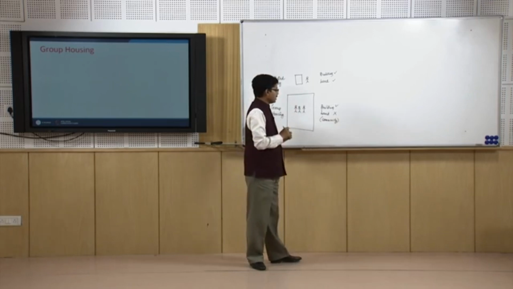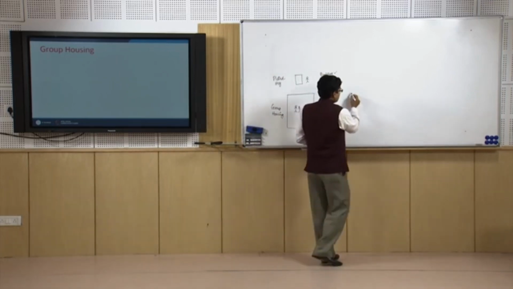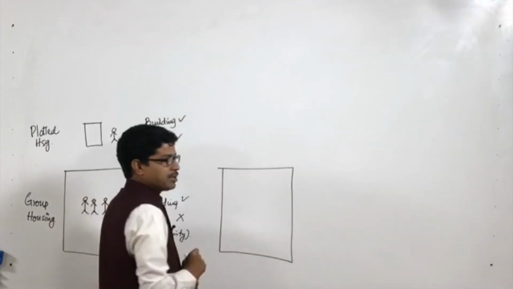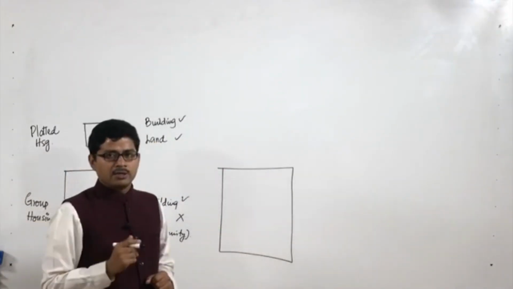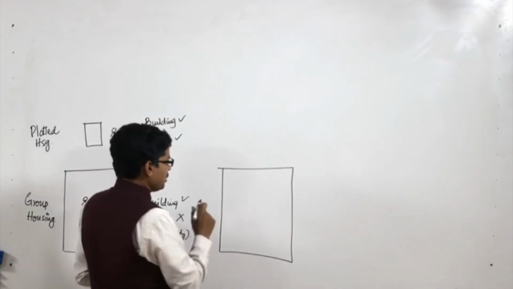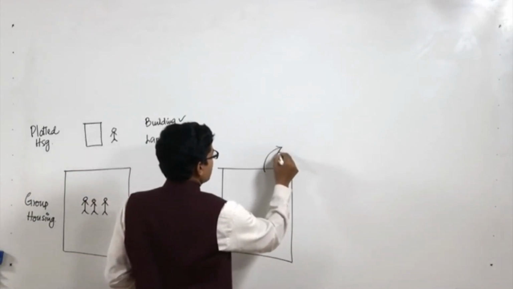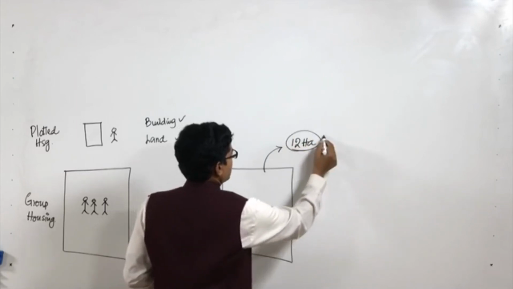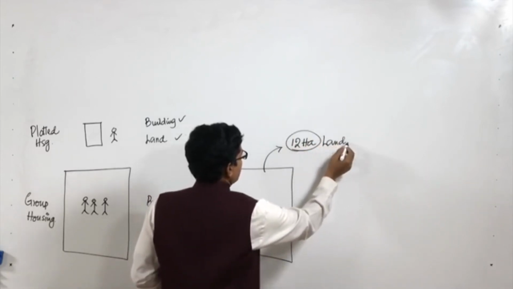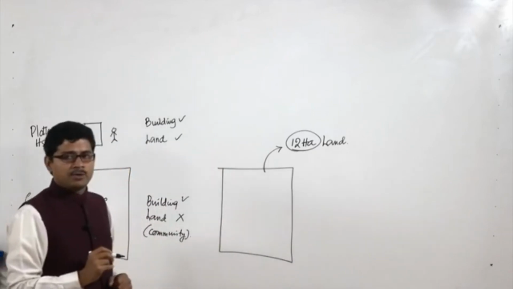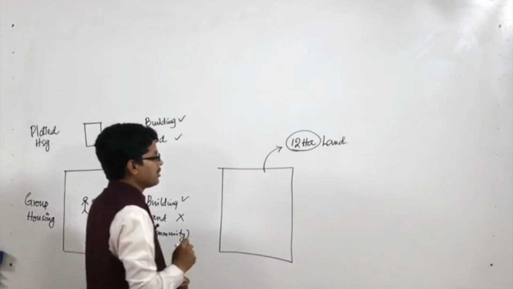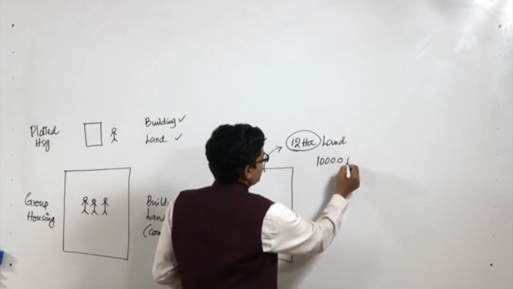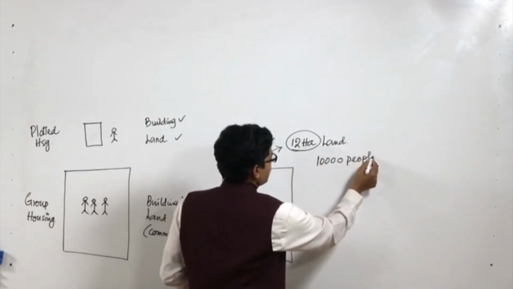But in group housing our approach could be a little different. Say this is the plot of the group housing, given after the land subdivision exercise in a housing strategy, and it is told that this is, say for example, 12 hectares of land, and in 12 hectares of land we have to accommodate, say, 10,000 people.